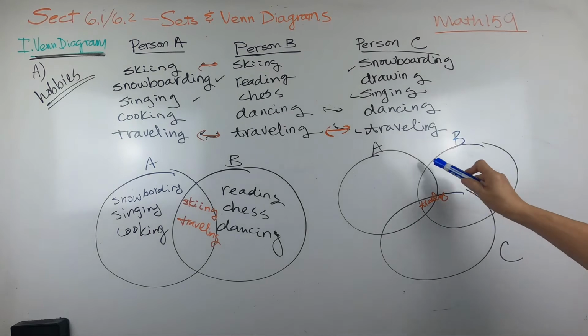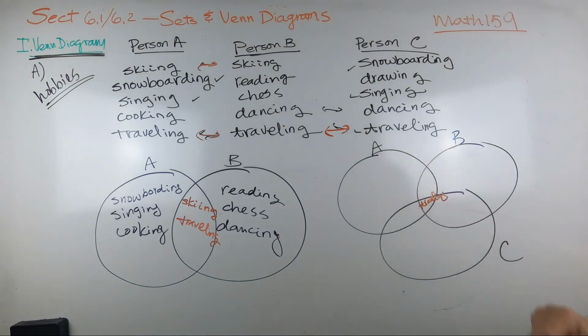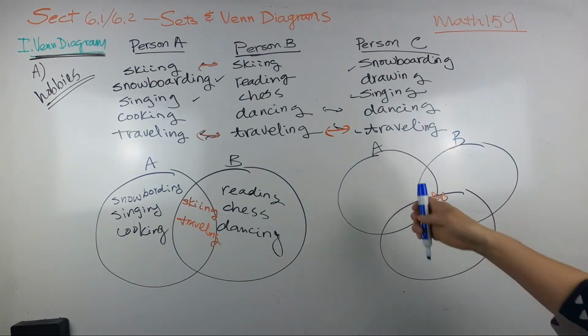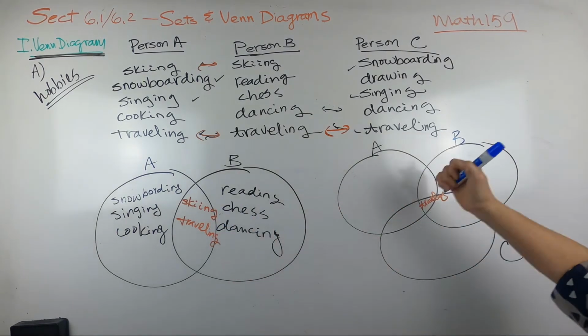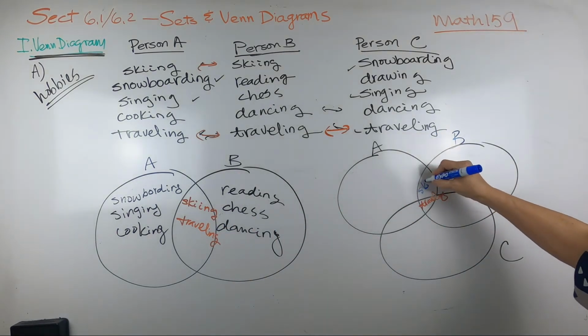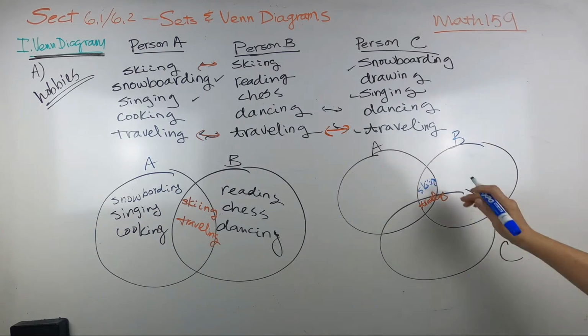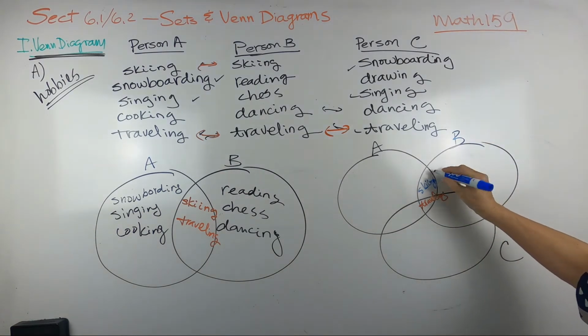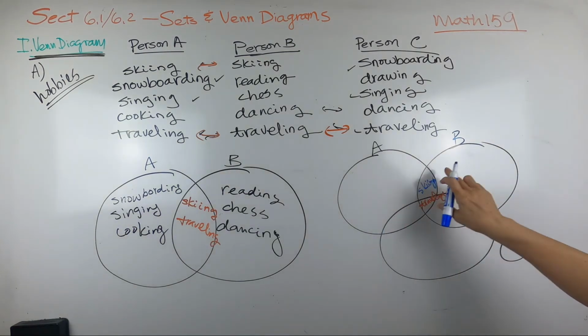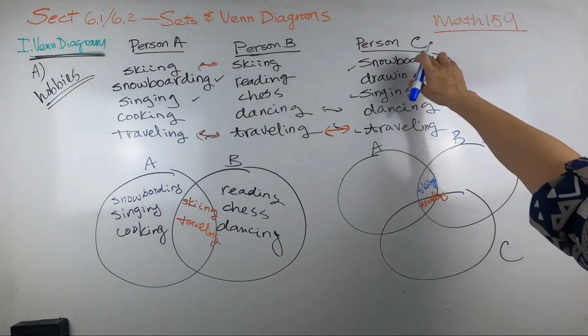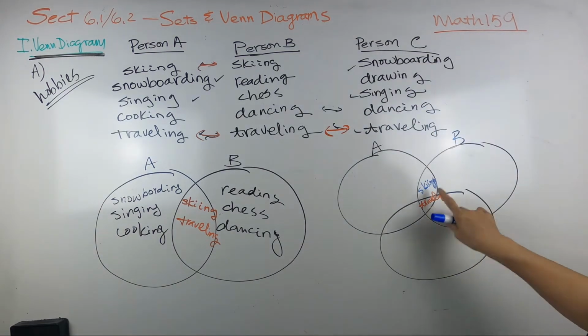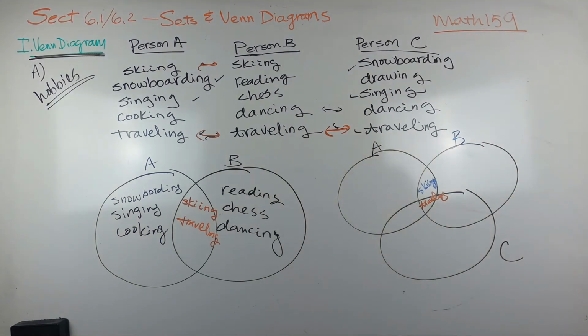Then what about this part between A and B? Besides traveling, they both like skiing. So we put skiing here. That means skiing belongs to A and B, but not C. But traveling belongs to all of them.